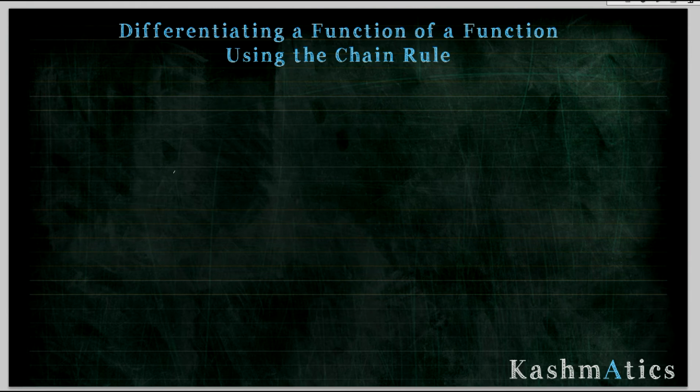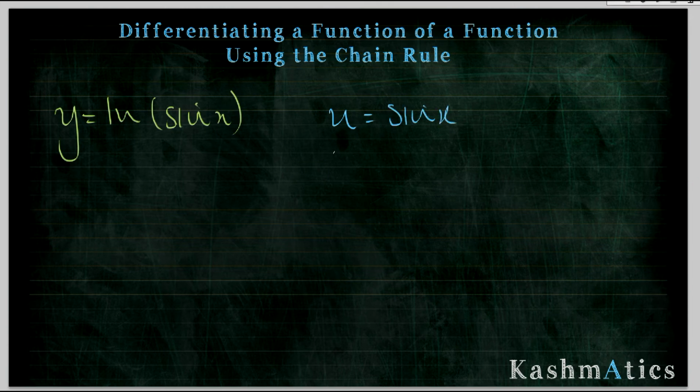Right, let's have a look at another example. Let's say we had something like y equals the natural log of sine x. So the natural log of sine x. So it's the log of something, that's the function. Okay, it's a log of something, but that something is also a function of x. So that's the one I need to replace with u. Okay, so let's say u equals sine x, and du by dx would equal cos x.